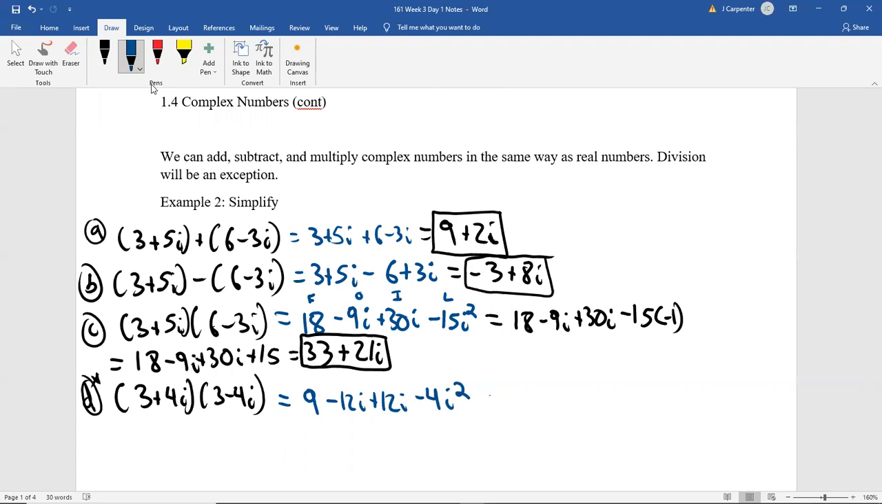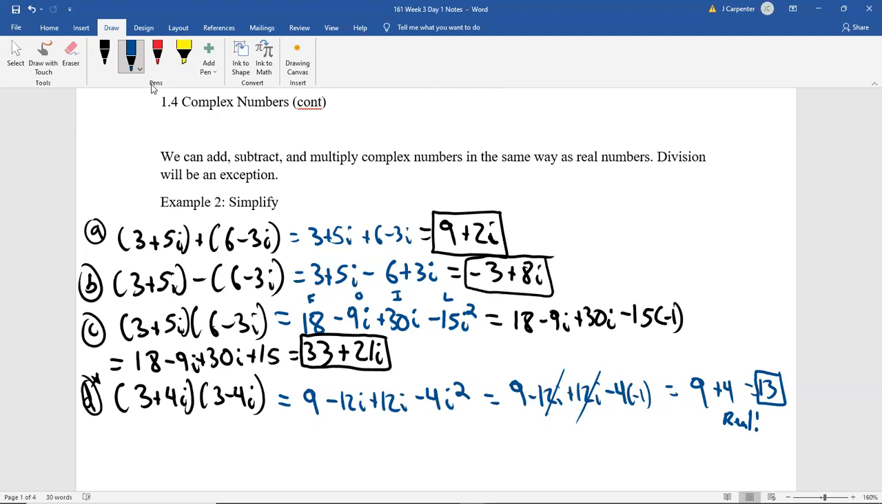So check this out. i squared becomes a negative 1. So this is 9 minus 12i plus 12i, and then minus 4 becomes negative 1. What do you notice about the outer and the inner here? Negative 12i, positive 12i. They're opposites. They cancel, and this is by design. So these two cancel, and we're left with 9 plus 4, which is 13. Huh. We haven't seen that happen yet. There's no i term here. This is entirely real.